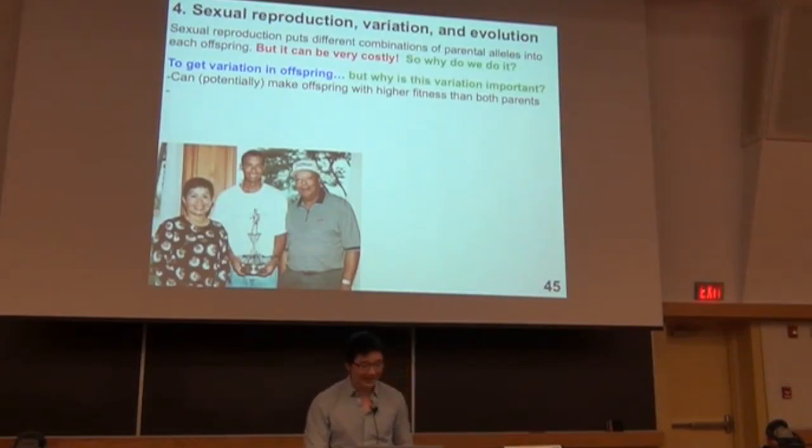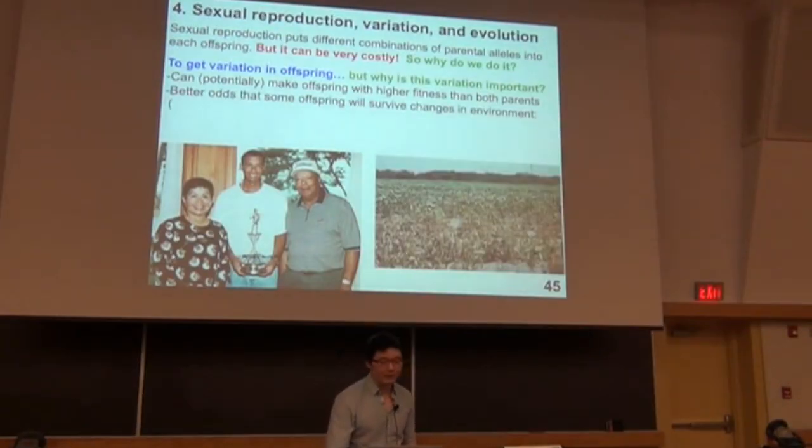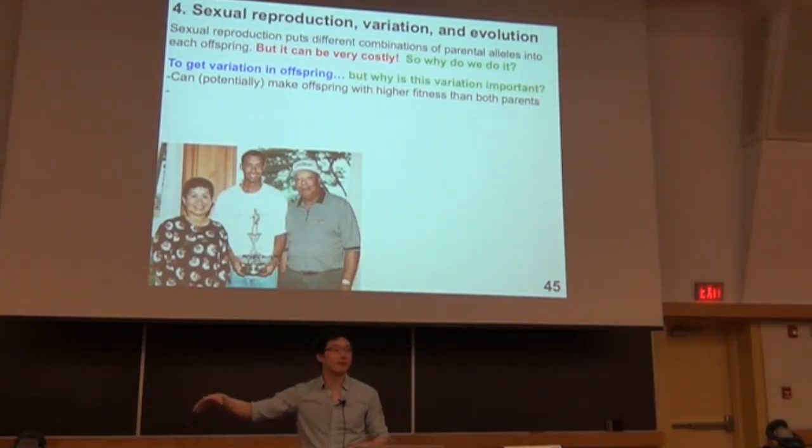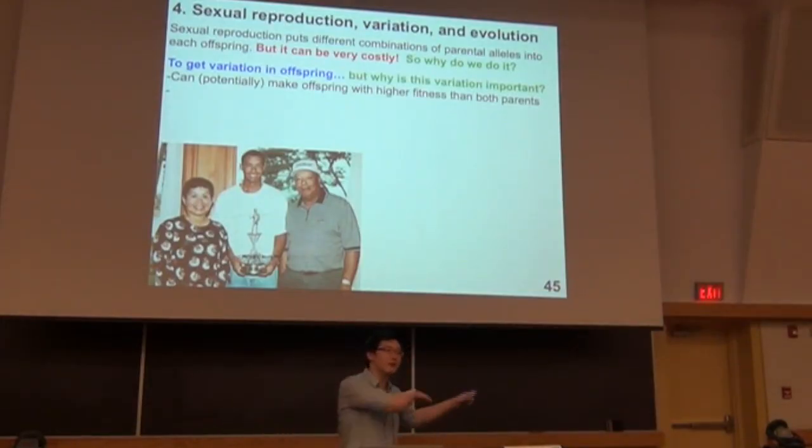So that's one reason: rather than making many copies of yourself, assuming that you have the best alleles, if you make lots of different combinations with a mate, maybe one of your offspring ends up being even better than either of you ever were.